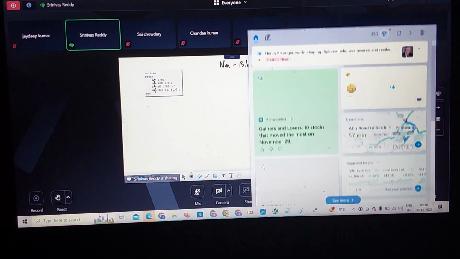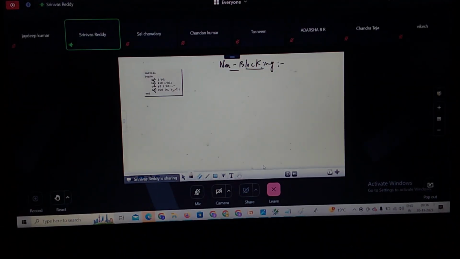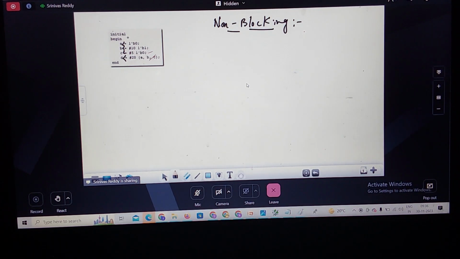Non-blocking has two modes of operation: one is read mode, another is write mode. At time t equal to 0, all the right-hand sides are evaluated and read into local variables in the simulator, and then assigned to the left-hand side, relative to the simulation time. So all of that executes at time t equal to 0, correct?